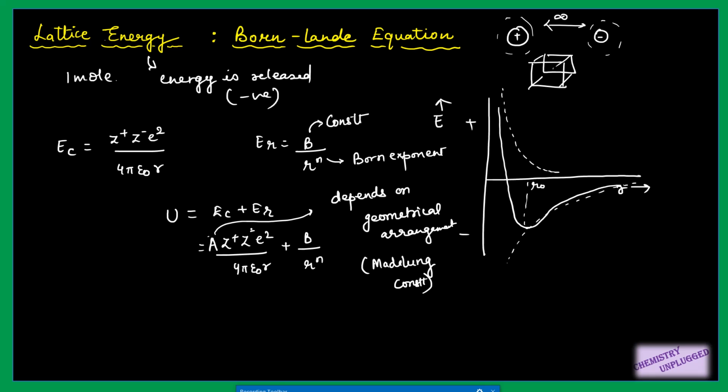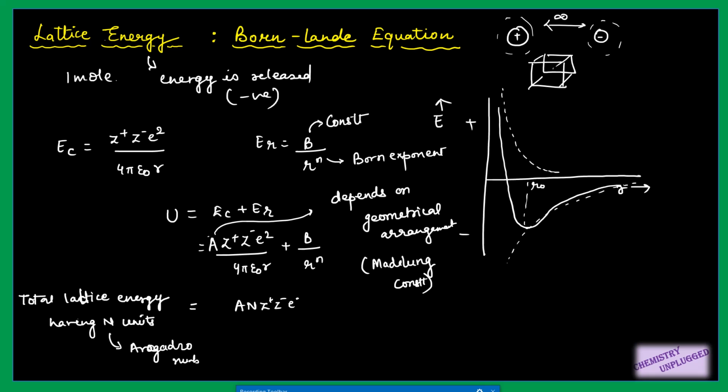So we have this type of equation now, and the total lattice energy having n such units. What is n here? This is the Avogadro number. Then we have to simply multiply this equation by n. A n, all things will remain as such, right?